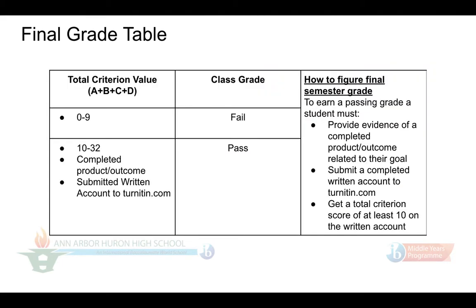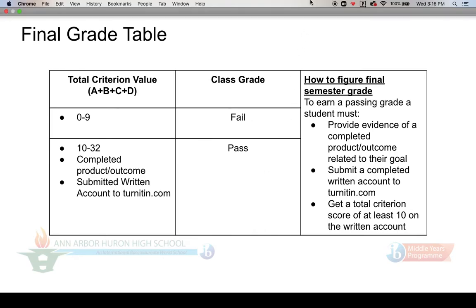So this is the final grade table. Here it is. So if you get a 0 through 9 on the calculated final grade, you will fail. So you have to have a 10 to pass. So I believe that means you add all the numbers up. So say you only get a 1 in each one, that's a 4, you're going to fail. If you get a 2 in each one, you're going to fail. So you got to get at least a 3 in one of them to pass. All right, and that is criterion grading.